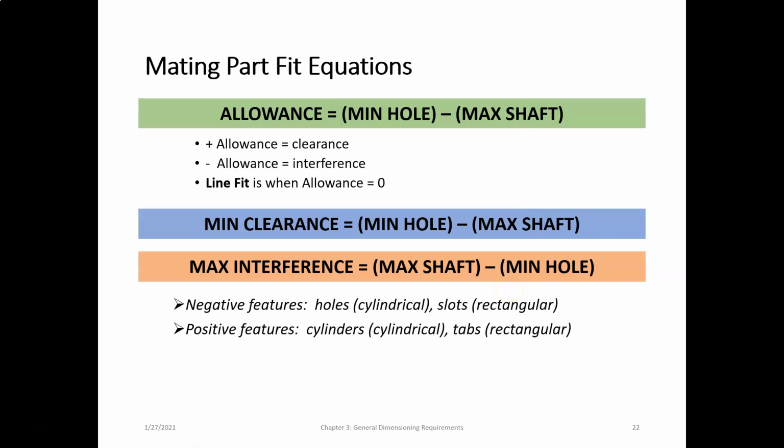Important equations, and I will go through this again in a demo. The allowance is the minimum hole minus the maximum shaft. When we have a positive allowance, that's called clearance. A negative allowance results in interference. When we have an allowance of 0, that's called a line fit. Minimum clearance is equal to the minimum hole minus the maximum shaft, and maximum interference is equal to the maximum shaft minus the minimum hole. Negative features include holes or slots, and positive features include cylinders and tabs.